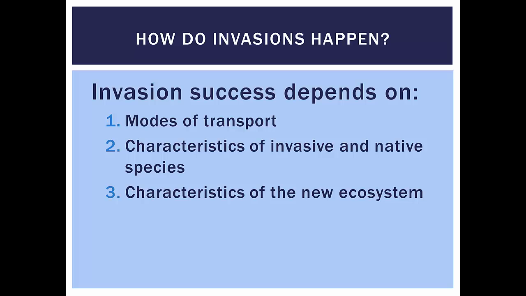So how do invasions happen? These three things need to be present in order for invasive species to be successful. They have to have a mode of transport, the characteristics of that species are really important, and the new ecosystem.